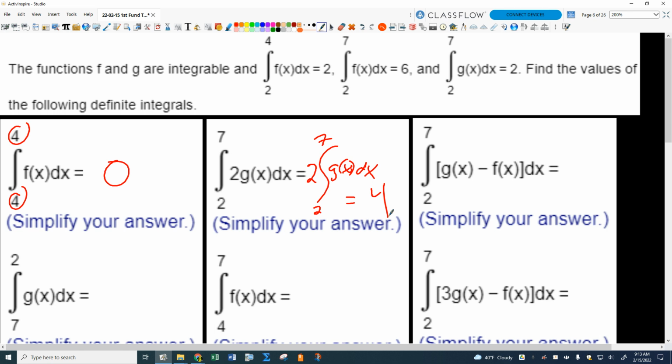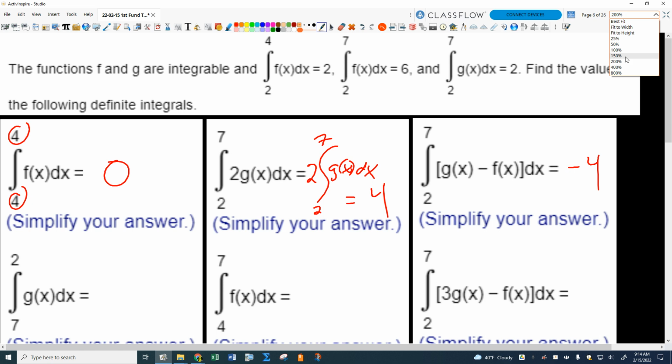Okay? How about this guy? Yeah, negative 4. How come? Because I can break it up into the difference of those two separate areas, right? I could write this as the integral of g of x minus the integral of f of x over those limits, which is just 2 minus 6. Negative 4.